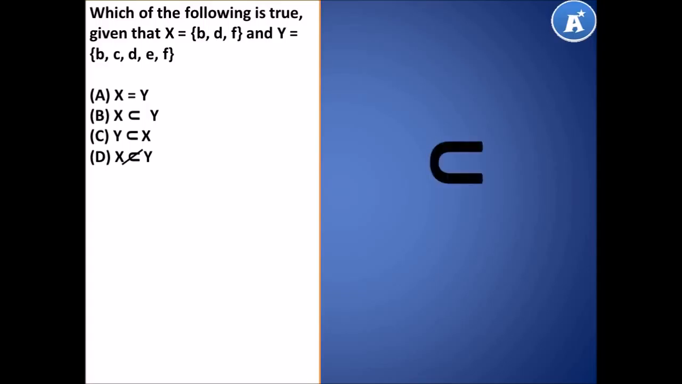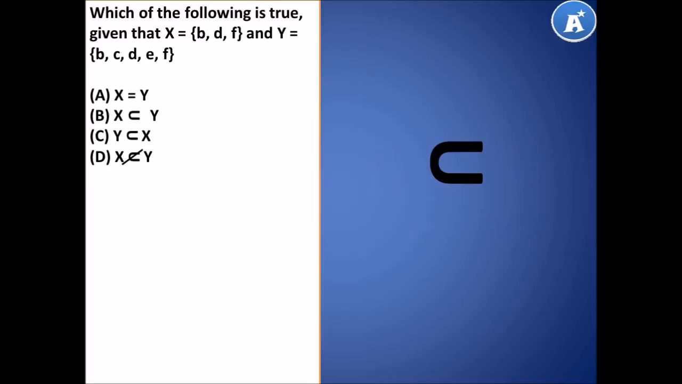So let's answer some questions. What does this sign mean? This sign means is a subset of. If I say that a set is a subset of another set, it means that all the elements within that set are contained within the other set. So if A is a subset of B, it means all of A's members belong to B. Do you see that?